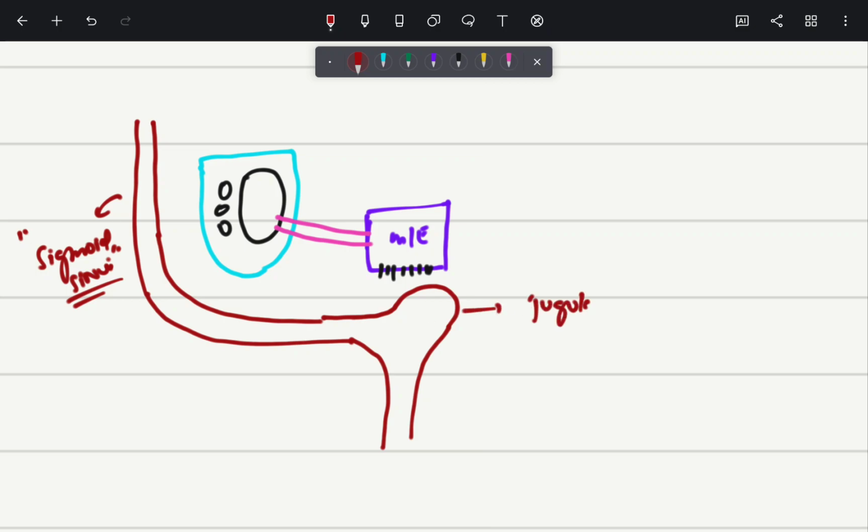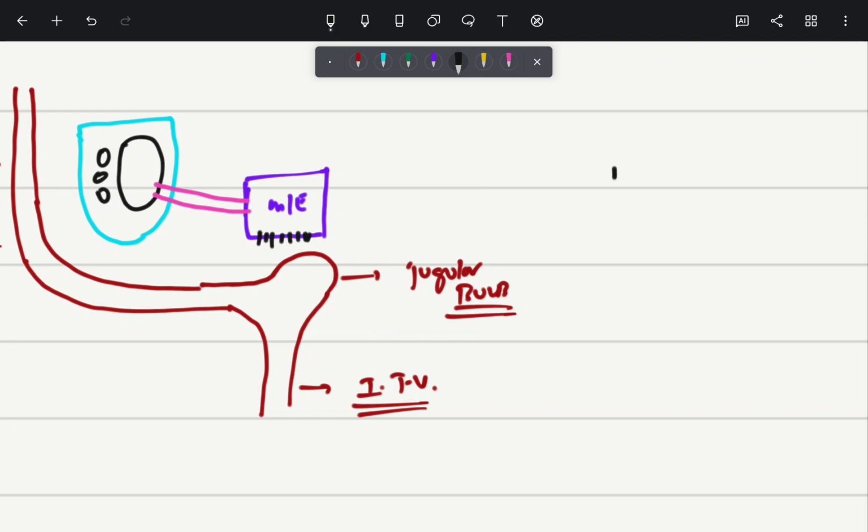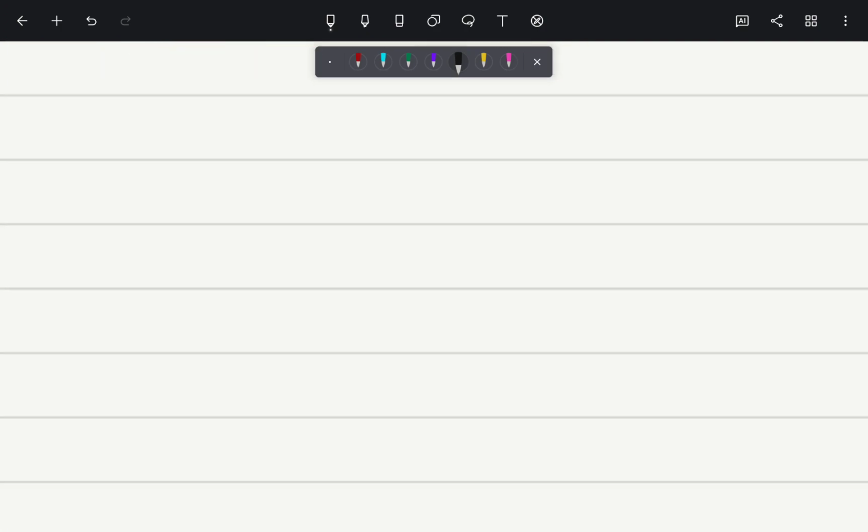This is called your jugular bulb, which is present at the floor of your middle ear, and this will eventually end in the internal jugular vein. So what is the structure that is present in the floor of the middle ear? That is your jugular bulb. I hope you are clear with the term. Now I have already covered all the 4 sections. Now we will just revise it quickly.